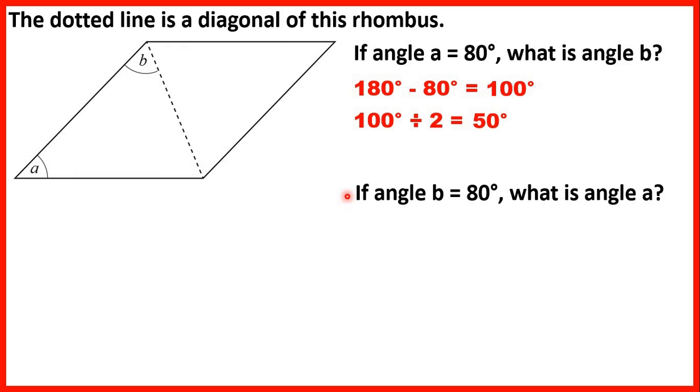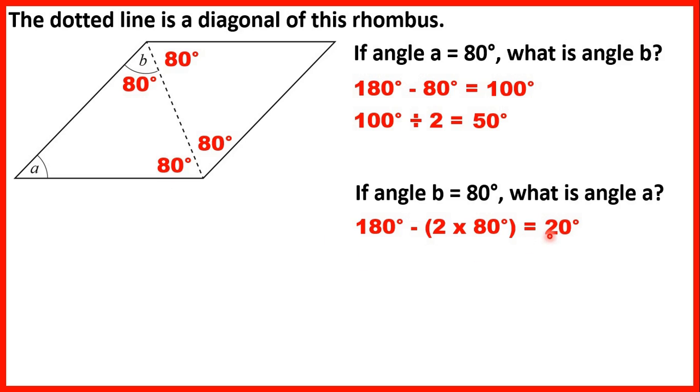Now, if angle B is 80 degrees, what is angle A? So angle B is 80, which means that these other angles are 80 as well. So to find angle A, we can remember again that there are 180 degrees in a triangle, and we have 80 and 80, so we already have 160, and that tells us that to make 180 degrees in our triangle, we need another 20. So A is 20 degrees.